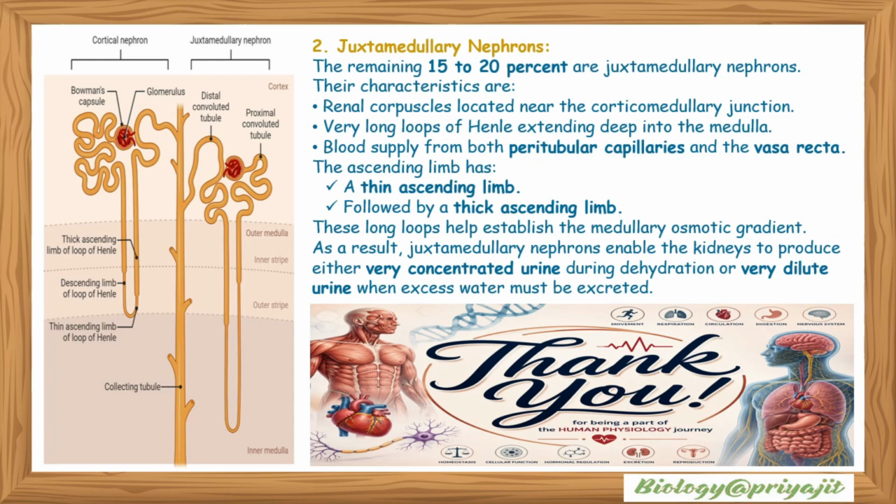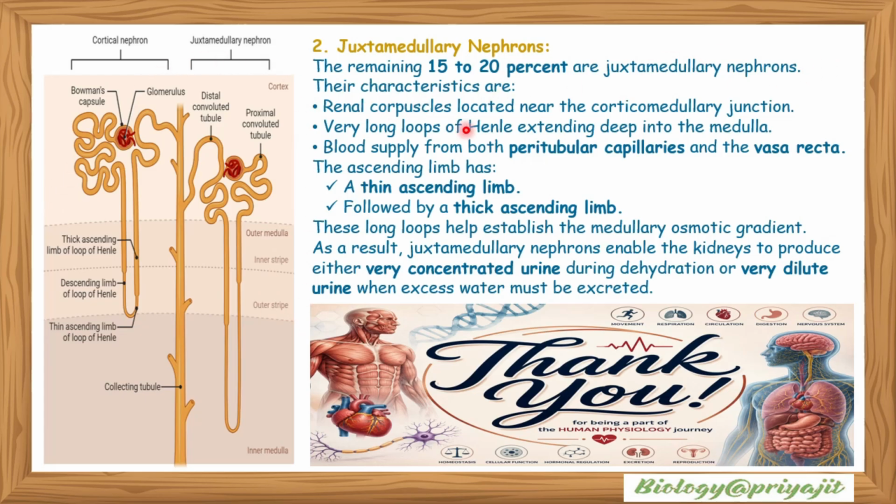The second one is the juxtamedullary nephron. This is the image showing the position of the cortical nephron. Most of it is found in the cortical portion of the kidney, and this is the juxtamedullary nephron. So the remaining 85% of nephrons are cortical nephrons, and the remaining 15 to 20% are juxtamedullary nephrons.